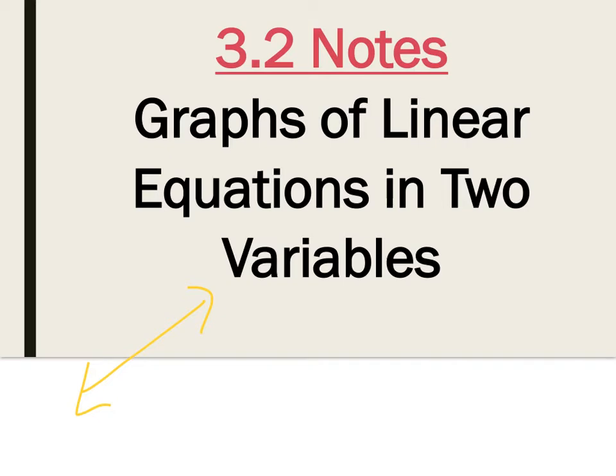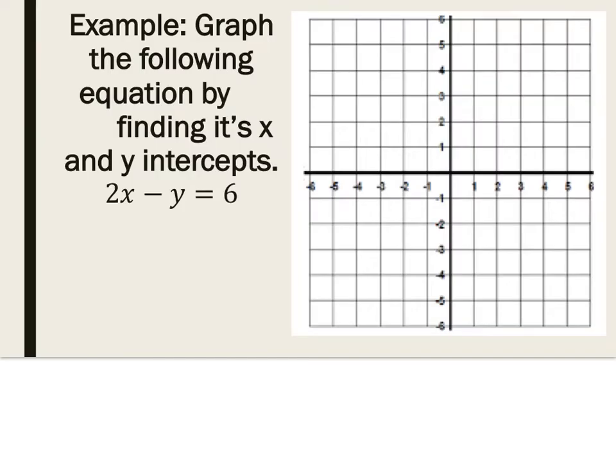So I'm going to talk about our example today. If you want to go ahead and write this particular equation down, we're going to graph the following equation. The equation is 2x minus y equals 6 by finding its x and y intercepts. Before we do this, I want to remind everybody of what an x and a y-intercept are. Sometimes I feel like we forget.